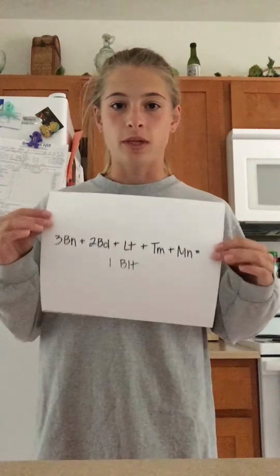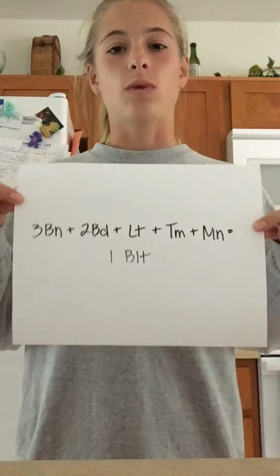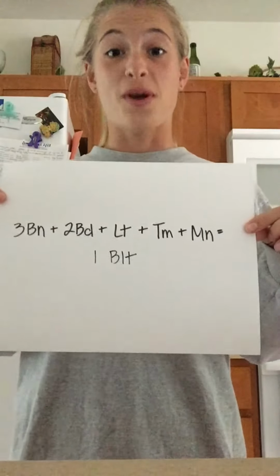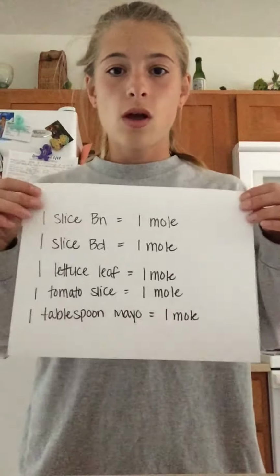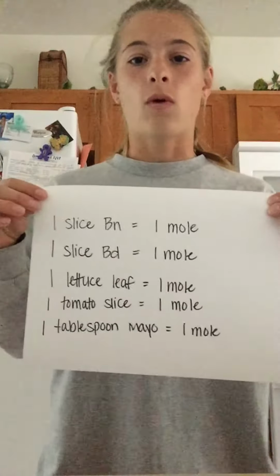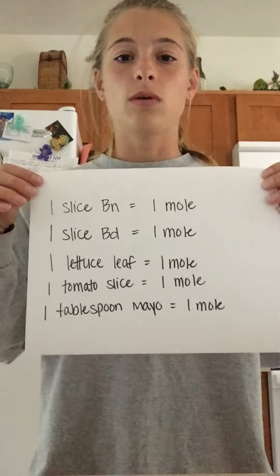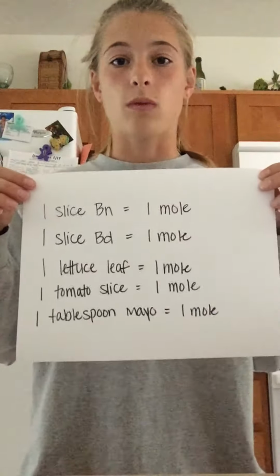So for this particular recipe, my chemical equation is going to be 3 bacons plus 2 bread plus 1 leaf of lettuce plus 1 slice of tomato plus 1 tablespoon of mayonnaise equals 1 BLT. So my equalities for this equation are 1 slice of bacon equals 1 mole, 1 slice of bread equals 1 mole, 1 lettuce leaf equals 1 mole, 1 tomato slice equals 1 mole, and 1 tablespoon of mayo equals 1 mole.